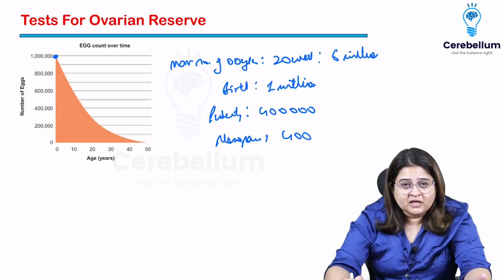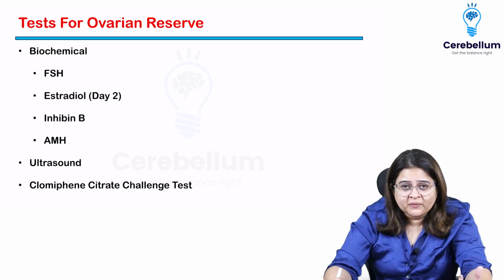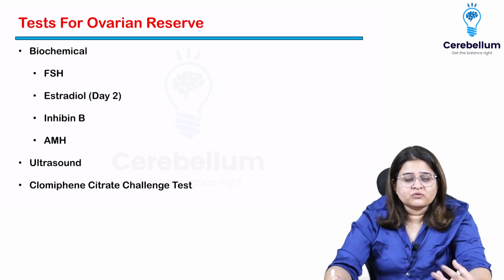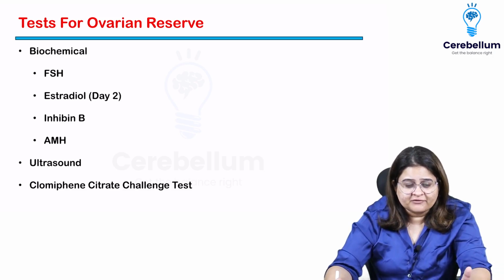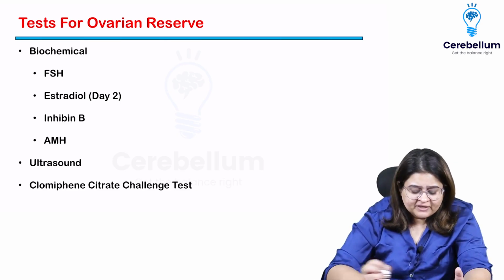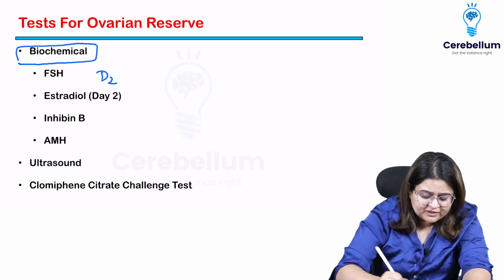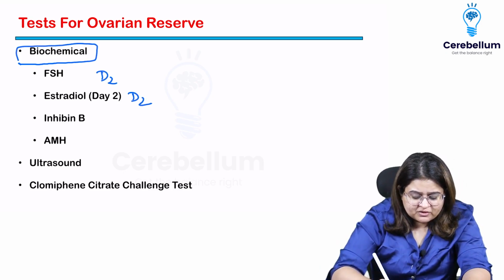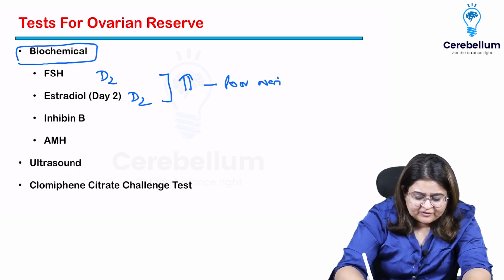So when you have a couple where the woman's age is on the higher side, more than 35, or she has not been responding well to ovulation induction or controlled ovarian hyperstimulation, it's a good idea to check her ovarian reserve. How do we check the ovarian reserve? There are different tests. The biochemical tests include a day 2 FSH, a day 2 estradiol, and if they are on the higher side, it is a sign of poor ovarian reserve.